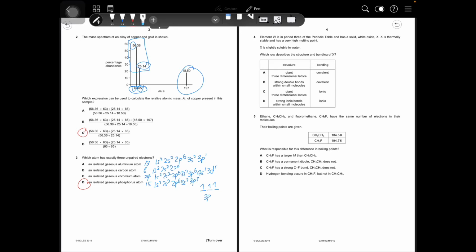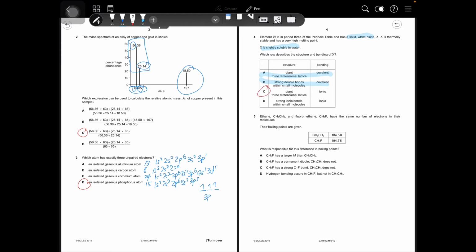Since this oxide is a white solid, we can say that element W must be a metal. That means it's either group 1, group 2, or group 3, because the oxides of the rest of the groups in period 3 will be a weak lattice or a gas. So it must be ionic. There we can eliminate A and B. And since it is only slightly soluble in water, it must have a giant lattice. So the answer will be C.